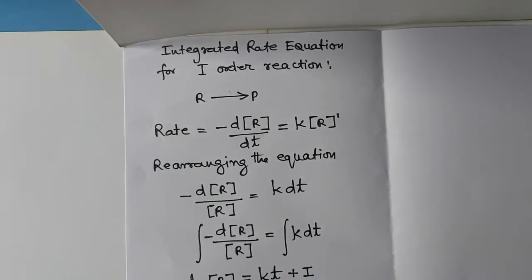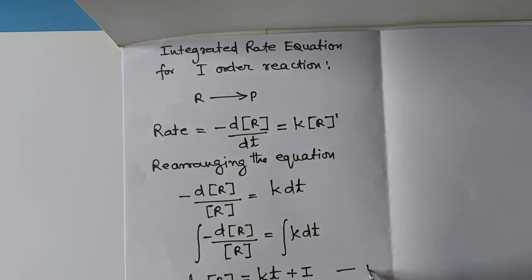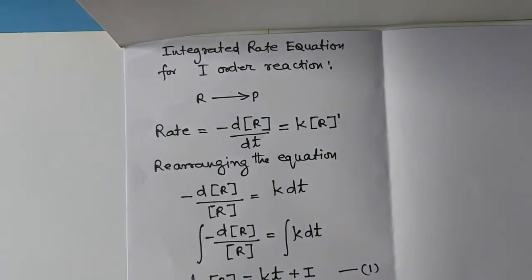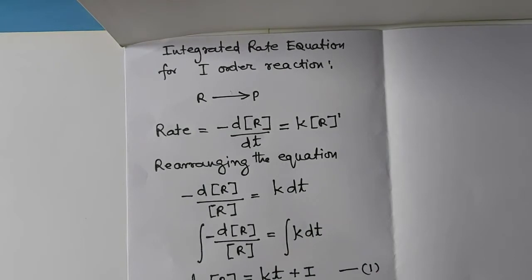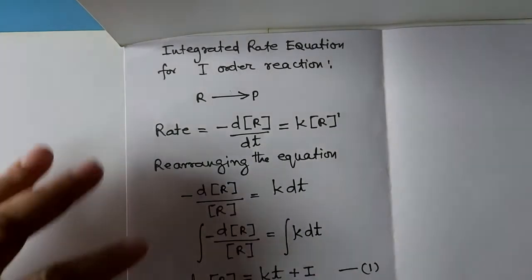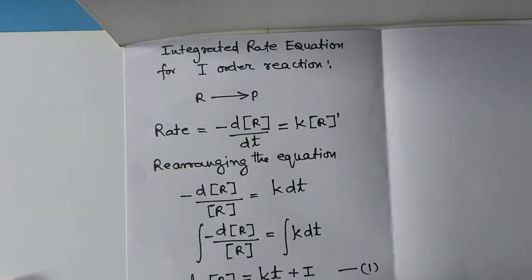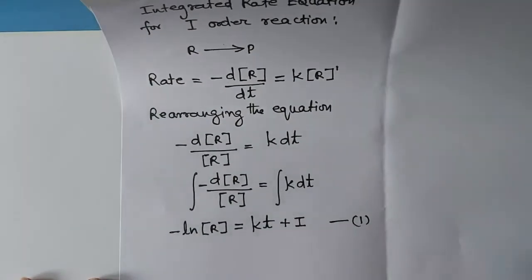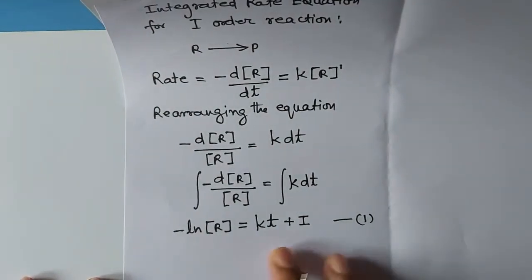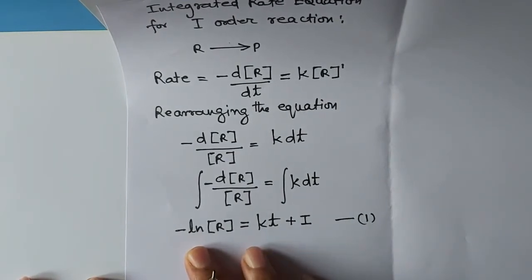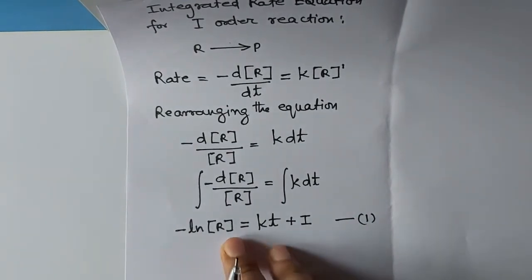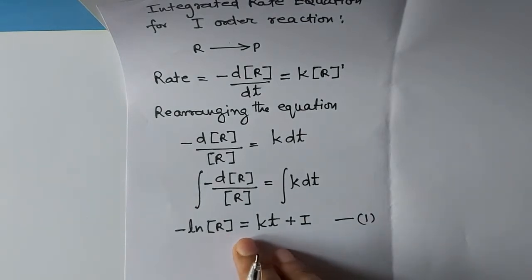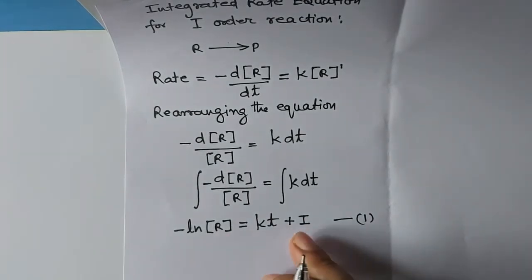Now let's consider this to be equation 1 for this particular integrated rate equation. Now in this case, let's take something from start, that is initial. This is how the value is going to be. Natural log of concentration at time t is equal to kt plus I.